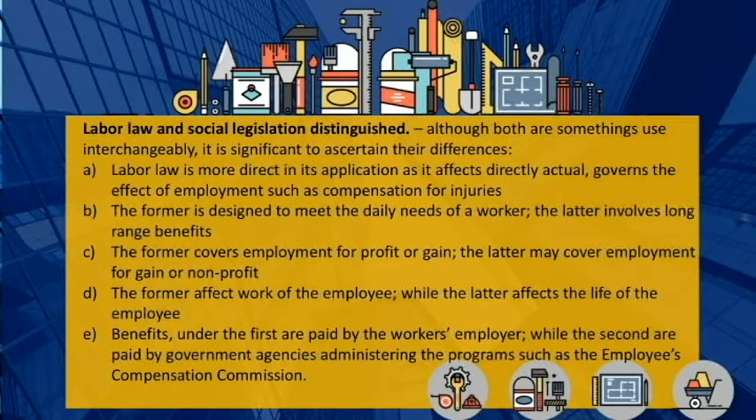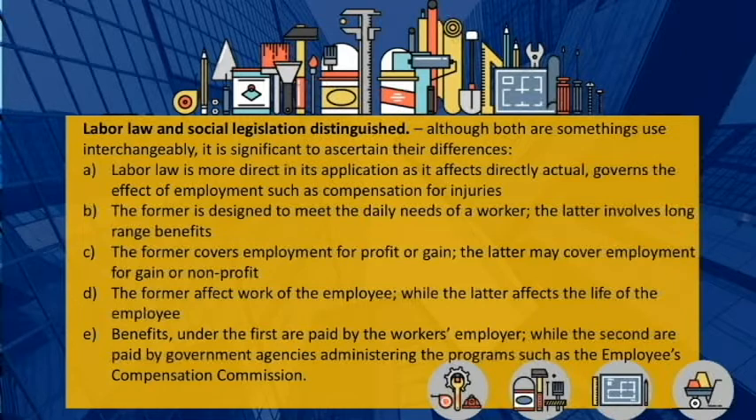Labor law and social legislation distinguished. We have five significant differences. First one, labor law is more direct in its application as it affects directly actual work. Social legislation governs the effect of employment, such as compensation for injuries. Second one, the former is designed to meet the daily needs of a worker. For social legislation, the latter involves long-range benefits.